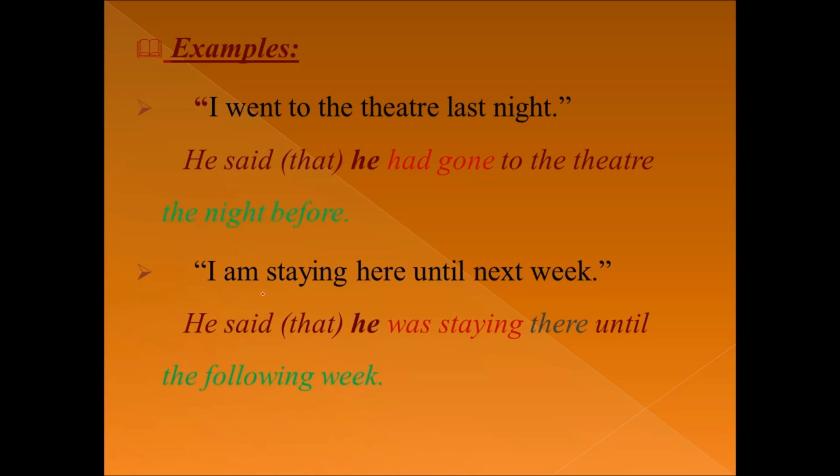In the second one, we have more things to transform. I am staying here until next week. We've got a pronoun, a verb, an adverb of place, and also an adverb of time. He said that he was staying there until the following week. Am staying is a verb in present continuous. It's changed into past continuous. Here transformed into there, and next week into the following week.